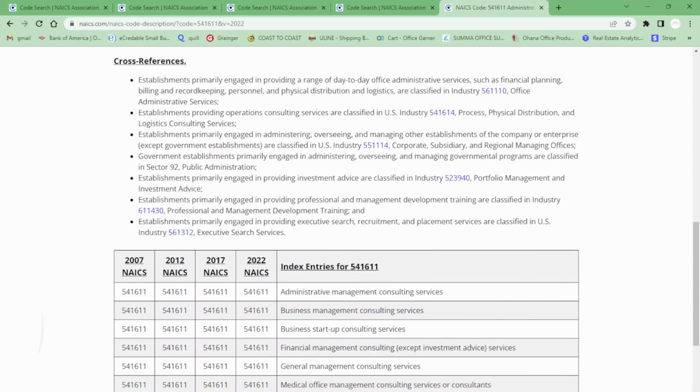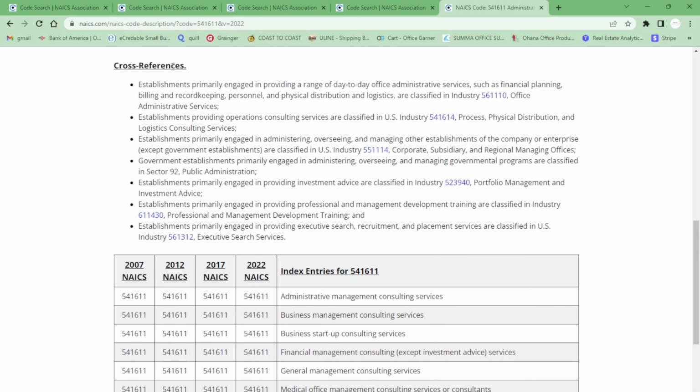Right here, it tells you. And even right here, it says cross-references. Establishments primarily engaged in providing a range of day-to-day office administrative services, such as financial planning, billing, record keeping, personnel, and physical distribution and logistics, are classified in industry 561110. Like I said, you can use that, or you could go here and use this. Use whatever works for your industry.